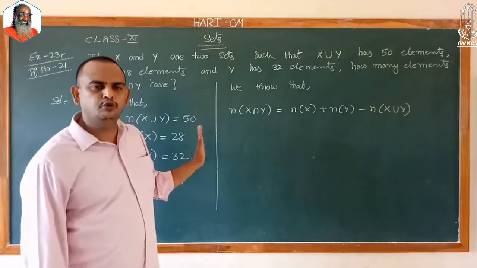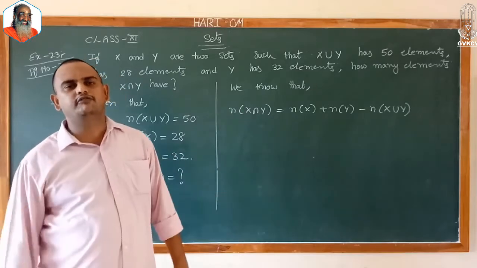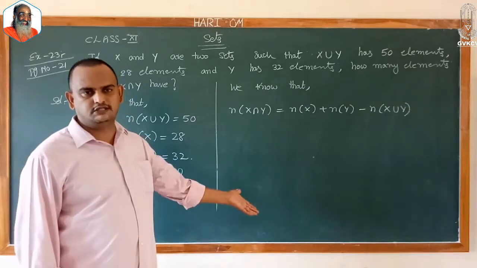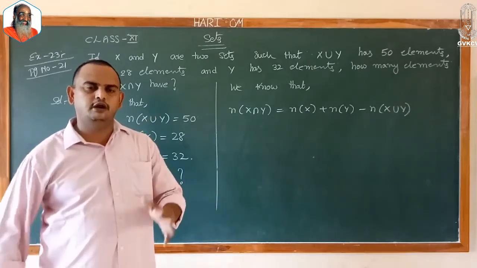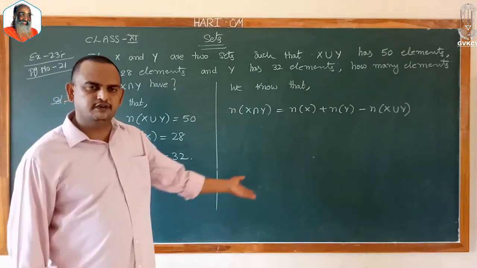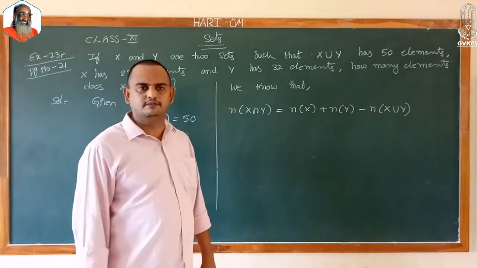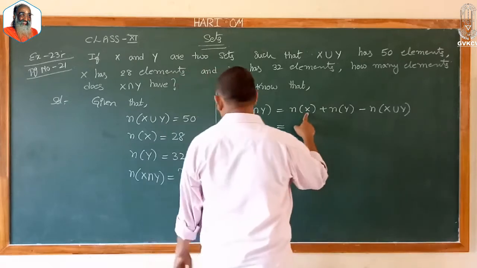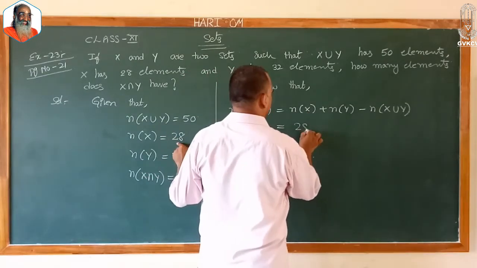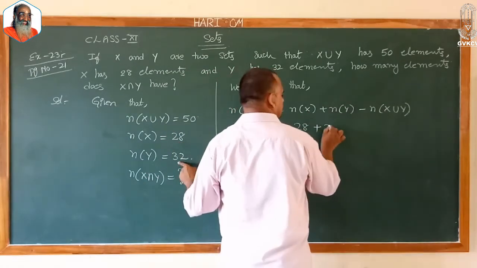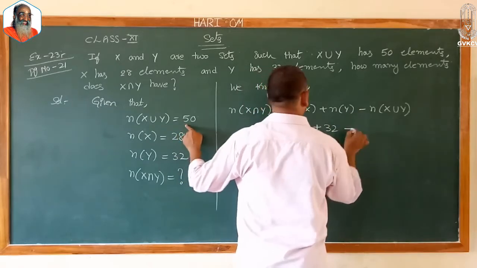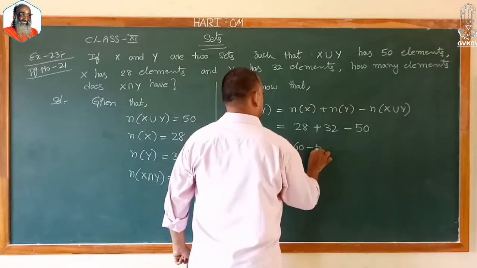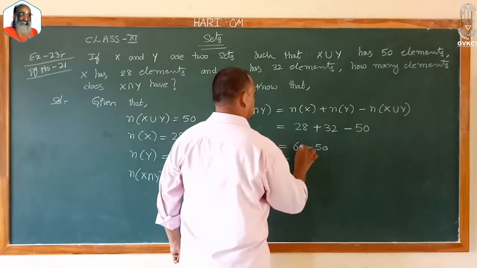So now you come to know the importance of the formulae. Unless you know the formula, you can't solve this problem. So try to learn all those formulae, then it is very easy to solve these kinds of problems. Now that is equal to N of X. N of X is how much? 28. N of Y is how much? 32. X union Y is how much? 50. That is 60 minus 50, that is equal to 10.